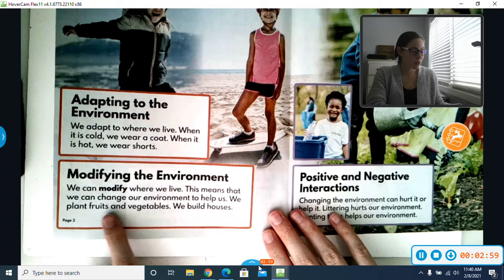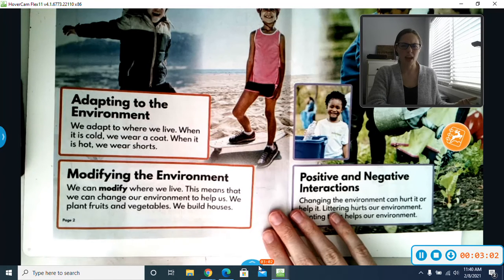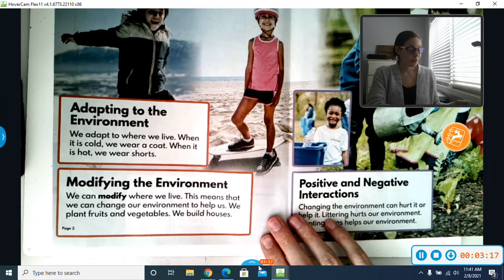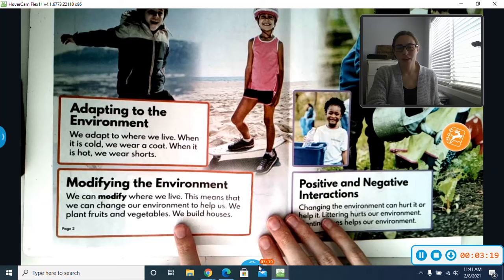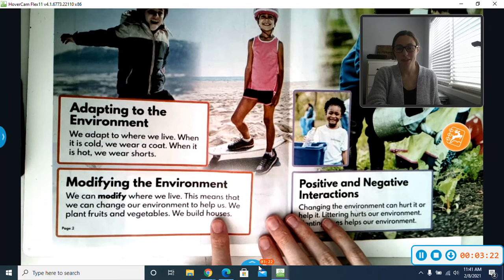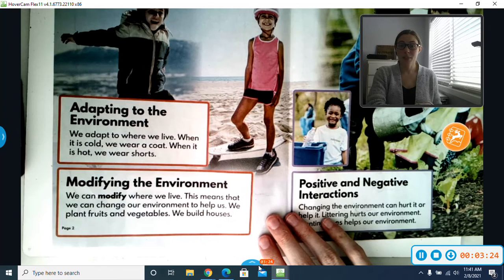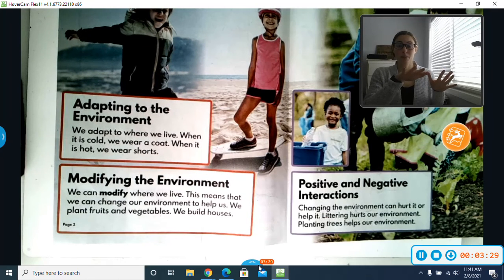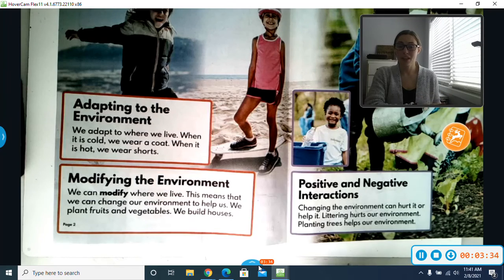We plant fruits and vegetables. Why might someone do that? Why would you need to change the environment around you to plant fruits and vegetables? Maybe you need some more food, right? Okay, maybe you enjoy growing your own fruits and vegetables. And another way we modify our environment is we build houses. Okay? There might be a totally empty lot with just grass and some weeds and it's just land. But if somebody decides that they need a house and they want to build a house there, that's changing that environment.